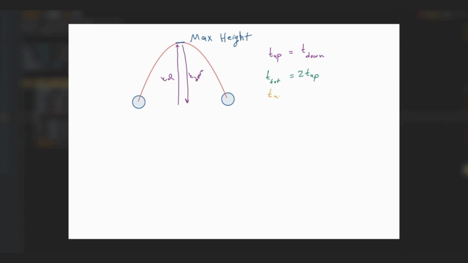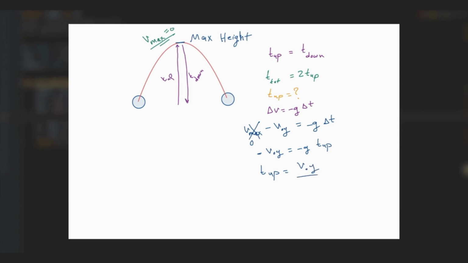So what is the time it takes the object to reach the maximum height? For that, we have to go back to our kinematics equations again. We know that delta v is equal to negative g times delta t. And when we reach the maximum height, the velocity at that point is 0. So we have 0 minus v0y, and that is equal to negative g times delta t. And delta t from here will be v0y divided by g. And if we multiply this by 2, we can find the total time it takes for the object to complete the projectile motion.